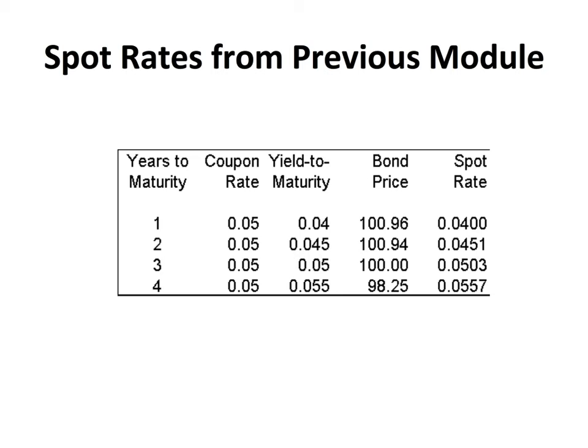The last column, the spot rate column, gives the spot rates from the problem that we solved in the previous module. These are the spot rates we solved for: 4% for year 1, 4.51% for year 2, 5.03% for year 3, and 5.57% for year 4. We're going to substitute those into the forward rate equations and then solve our forward rate equations.